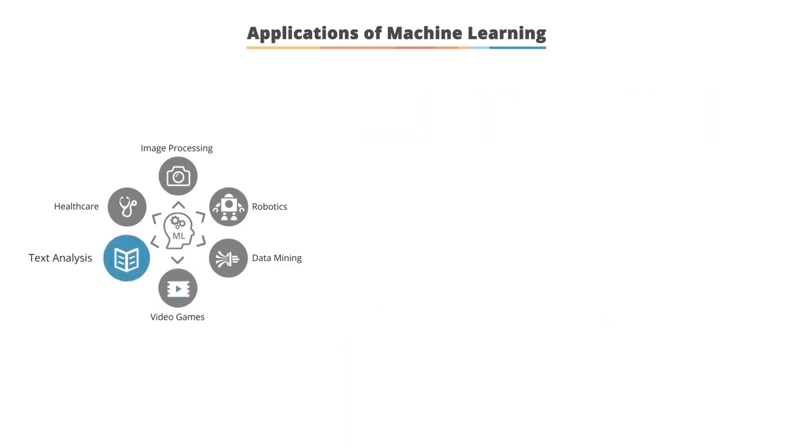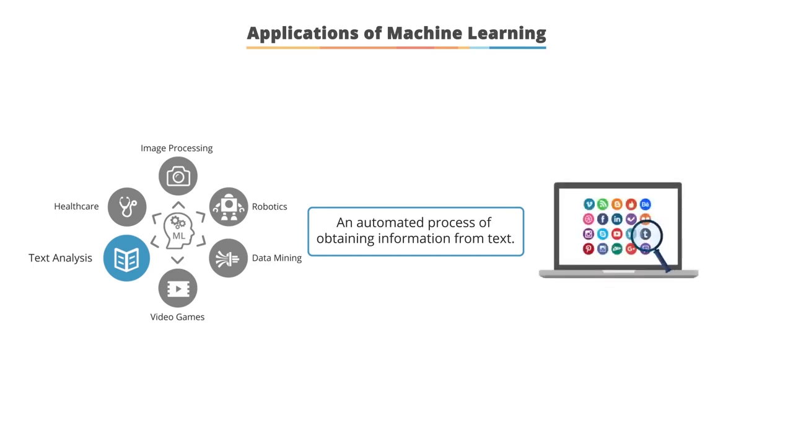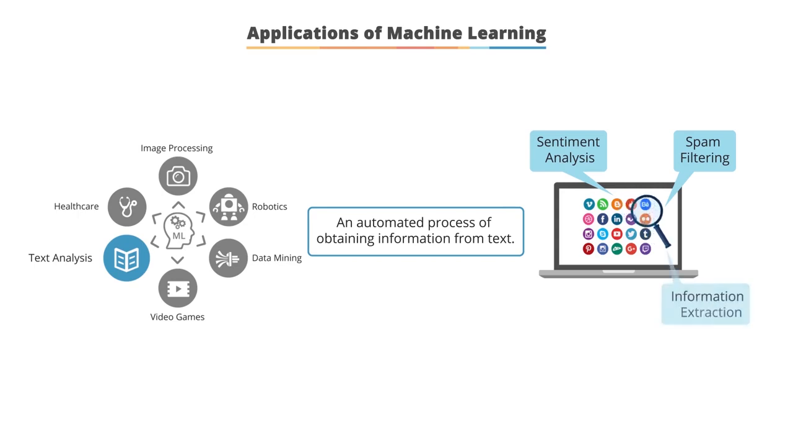Let's move on to one of the most popular applications of machine learning, which is text analysis. It is the automated process of obtaining information from text. One example of text analysis is spam filtering, which is used to detect spam in emails. Another example is sentiment analysis, which is used for classifying an opinion as positive, negative, or neutral. It detects public sentiment in Twitter feeds or filters customer complaints. It is also used for information extraction, such as extracting specific data like address, keyword, or entities.